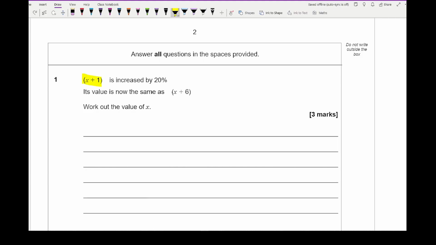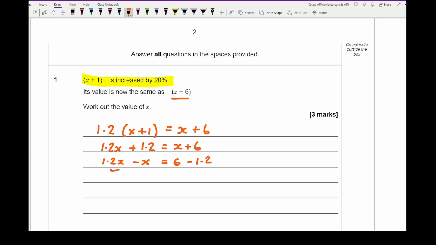Well, looking at the first bit of information, to increase anything by 20%, we need to multiply by 1.2. So we've got 1.2 multiplied by x plus 1, and that gives me the answer of x plus 6. If we expand the brackets, we get 1.2x plus 1.2 equals x plus 6, and then we just solve this equation. We'll end up with 1.2x minus x equals 6 minus 1.2. This will leave me with 0.2x, and this will leave me with 4.8.